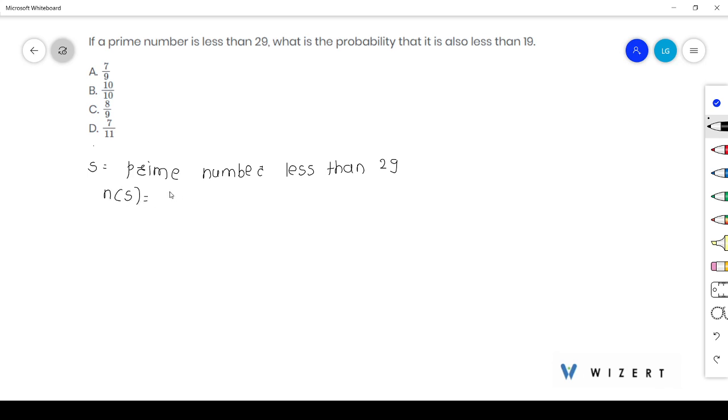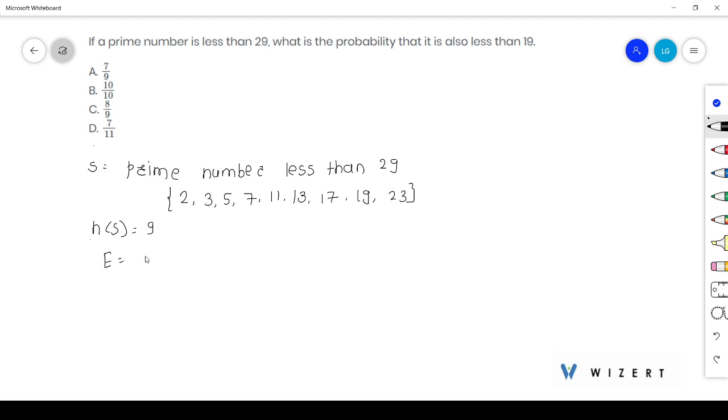So n of S: prime numbers less than 29 are 2, 3, 5, 7, 11, 13, 17, 19, 23. So there are total 9 prime numbers which are less than 29.